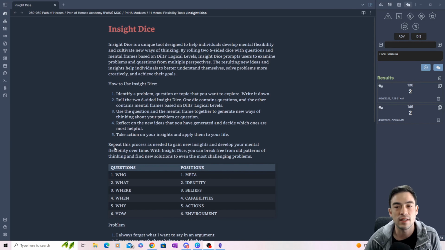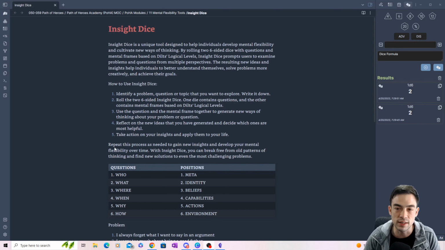So Insight Dice is a unique tool designed to help individuals develop mental flexibility and cultivate new ways of thinking. By rolling 2 six-sided dice with questions and mental frames based off Robert Dilts' logical levels, Insight Dice prompts users like yourself to examine problems and questions from multiple perspectives. The resulting new ideas and insights help individuals to better understand themselves, solve problems more creatively, and achieve their goals. And I think that's awesome, and that's why we're here, right?